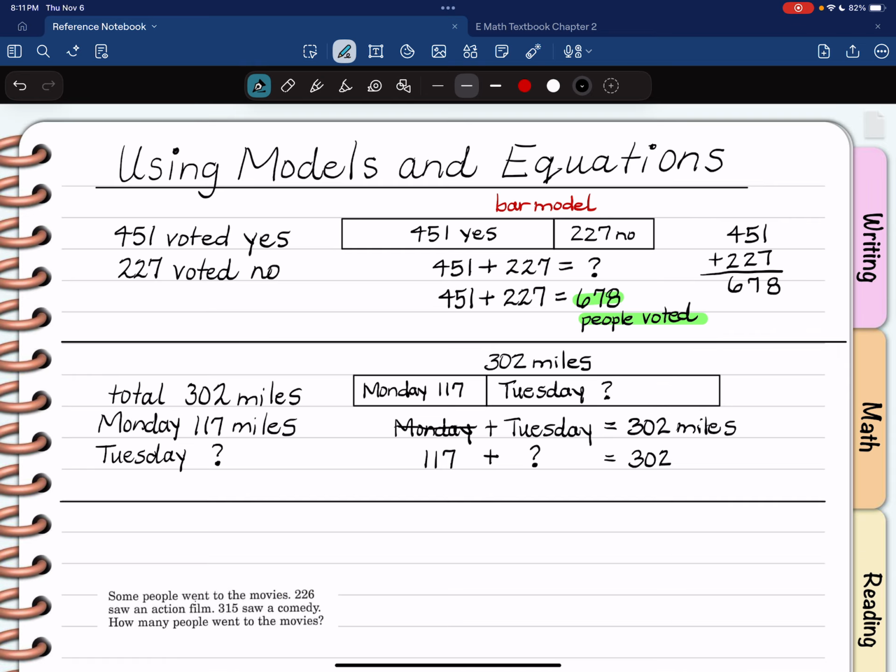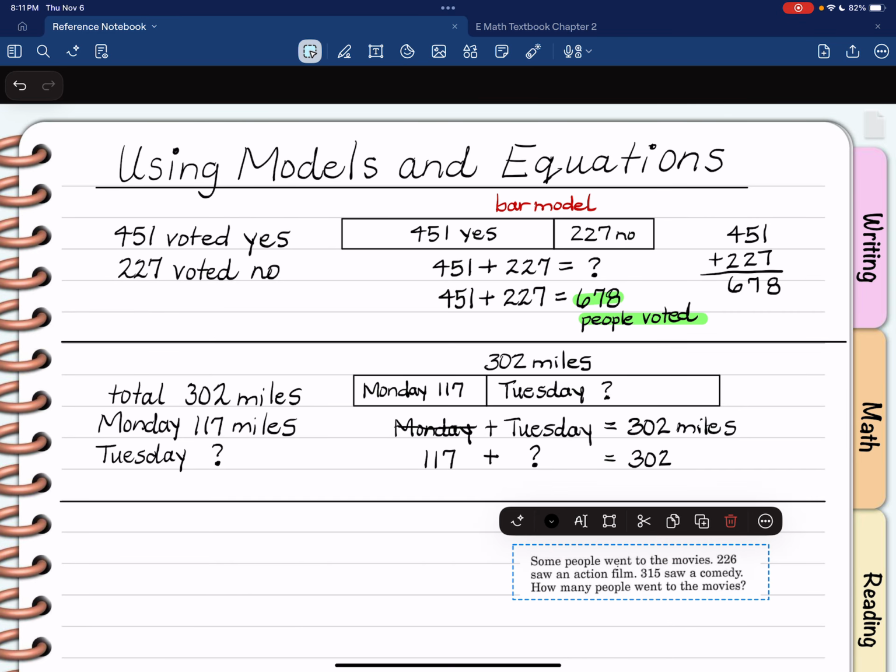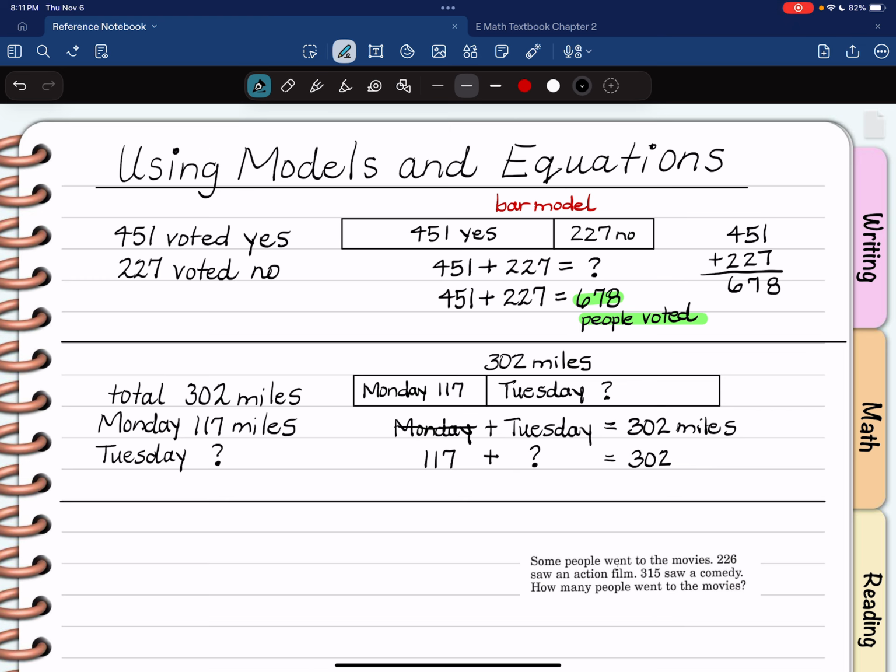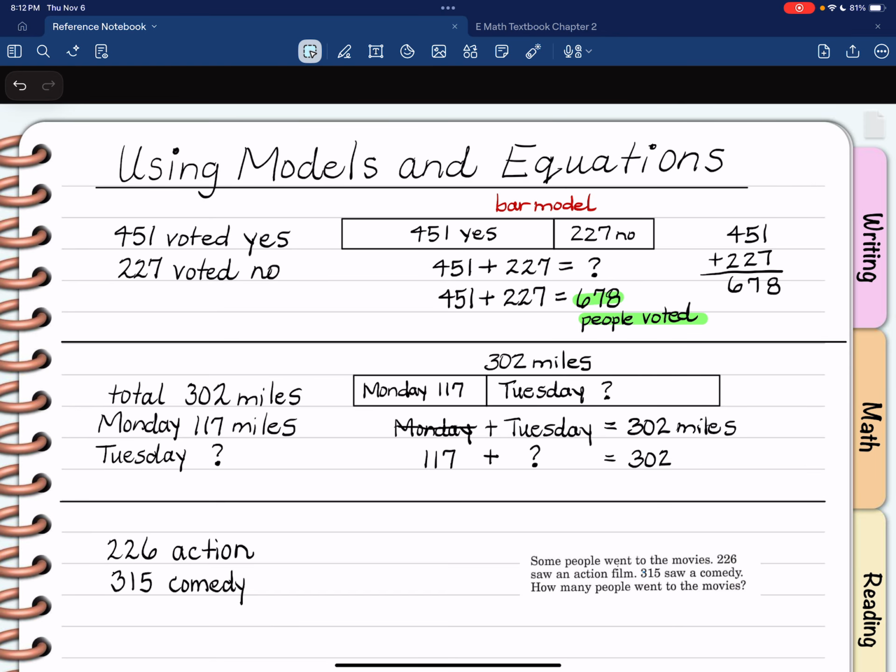Some people went to the movies. 226 of them, 226, saw an action film. And this is where I make mistakes. I read one number and I write a different one. I have dyslexia, and that is part of the problem. 226 saw action films. 315 saw a comedy. How many people went to the movies?